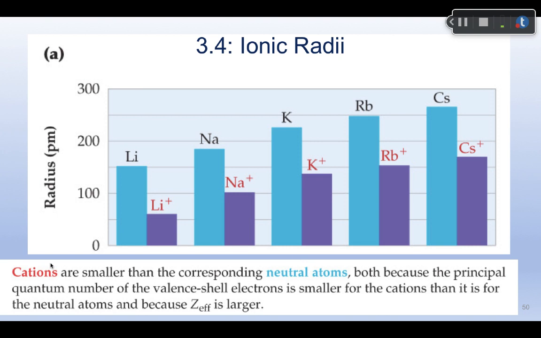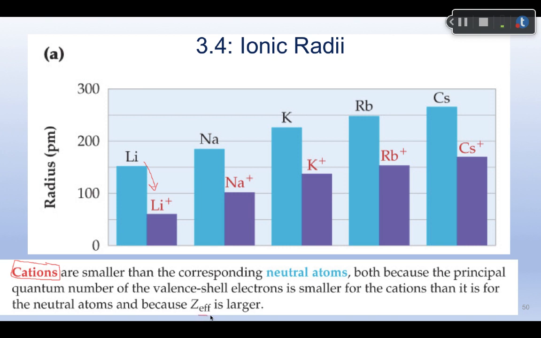Well, here's a chart from a text that shows the typical cations, and these are group 1 cations. They are always going to be smaller than their corresponding neutral atom, simply because you've removed an outer shell electron. The size of the ion is always smaller than the atom from which it came.